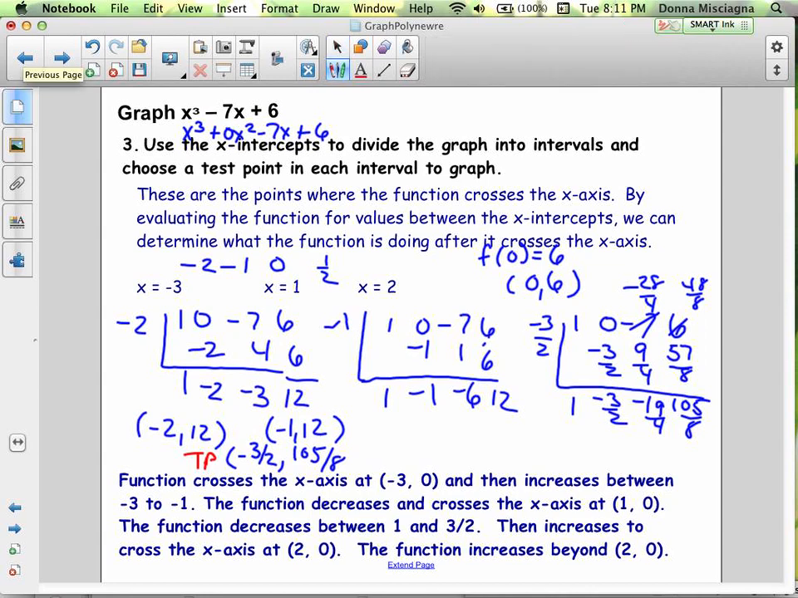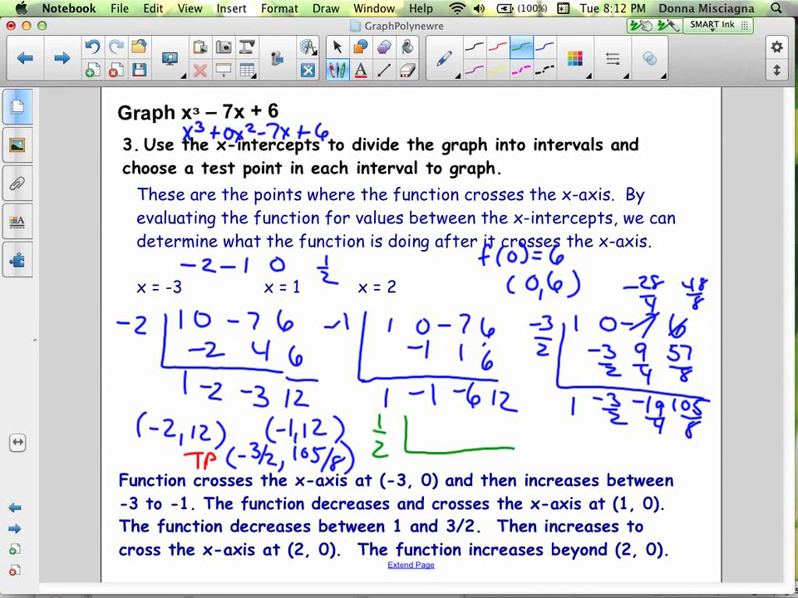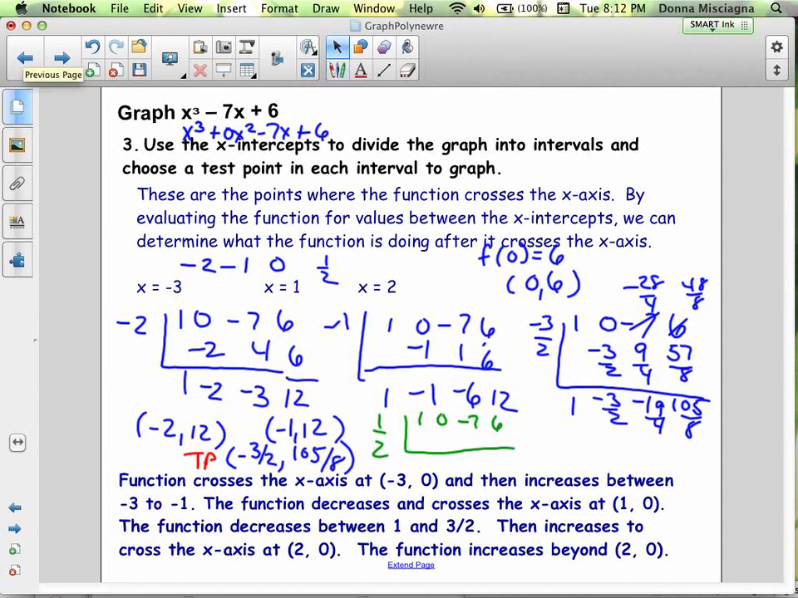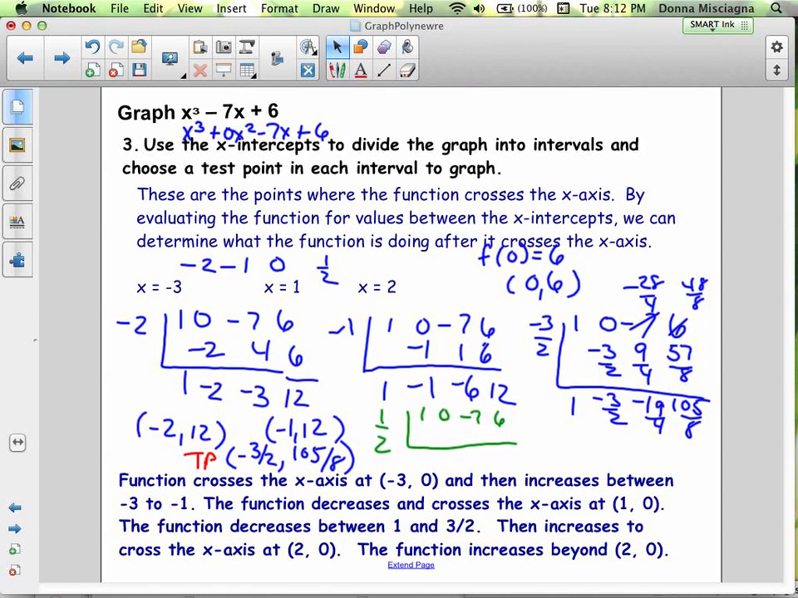Let's find our last turning point, and the last turning point is in between 1 and 2. This one we just have to do a half. And so one more time, I really should have written smaller. 1, negative 7, 6. I have just like no space. I'll just make my house a little smaller. Get rid of this point. Move everybody up. Oops. Not that far. There, now we have a little bit of space.